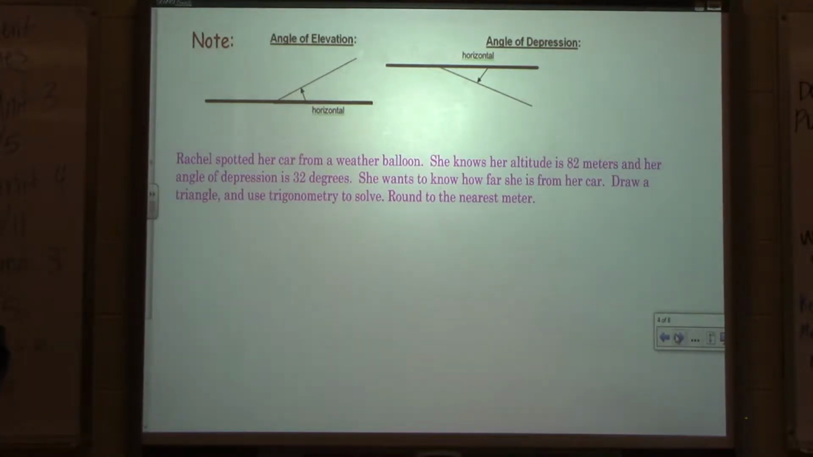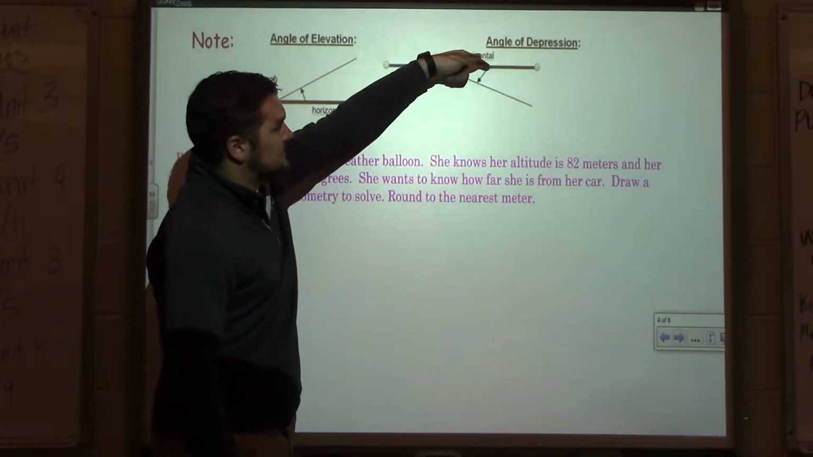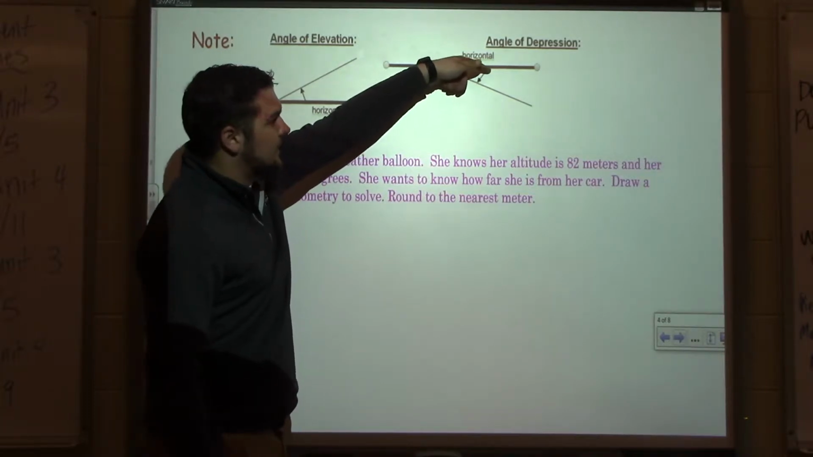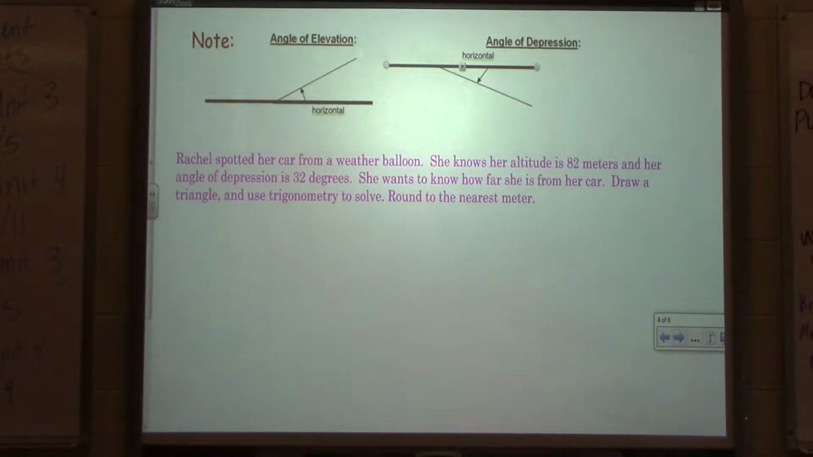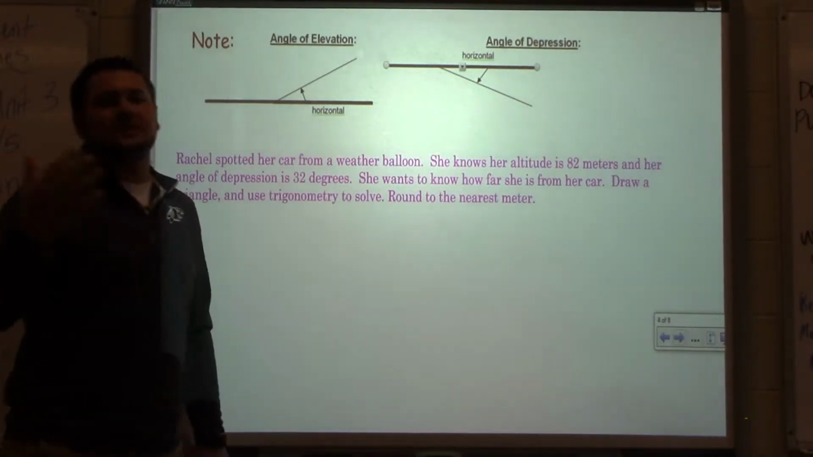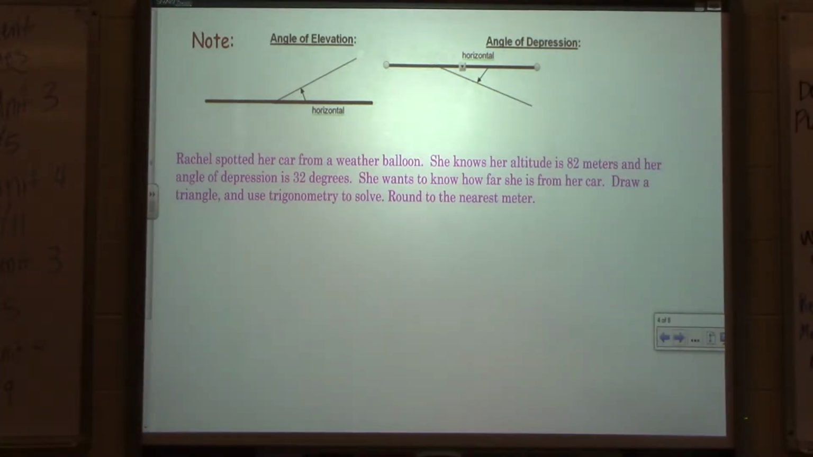Angle of depression. If you're depressed or you're decreasing, you're going down, right? So from my horizontal line, my angle of depression would be going down. So this right here would be an angle of depression. It's looking down on things. Okay, so elevation is up, depression is down from a horizontal line. So we're going to do different types of problems with angle of elevation, angle of depression. Right? Just remember, elevation up, depression down.